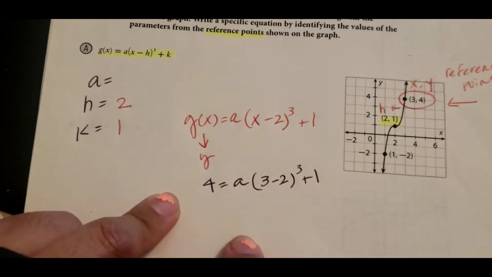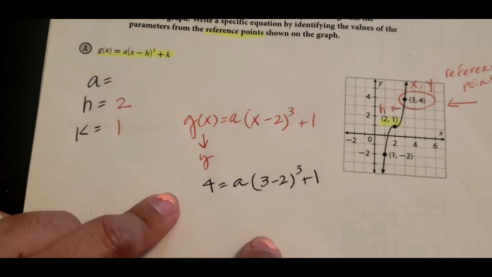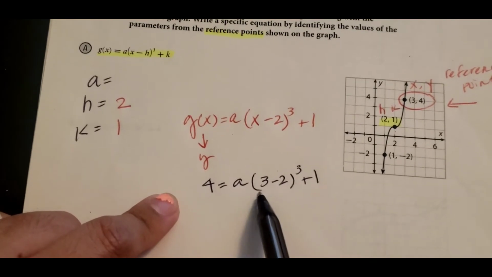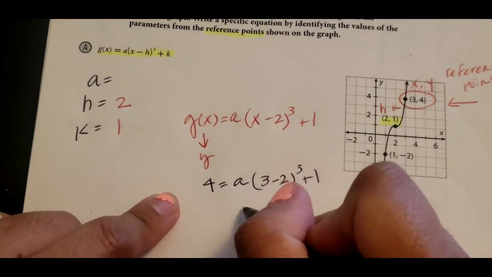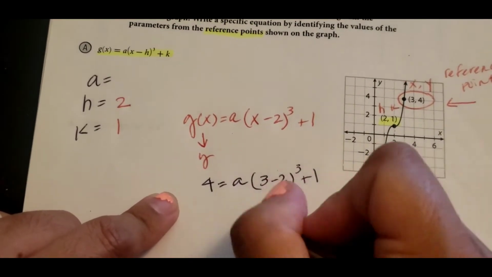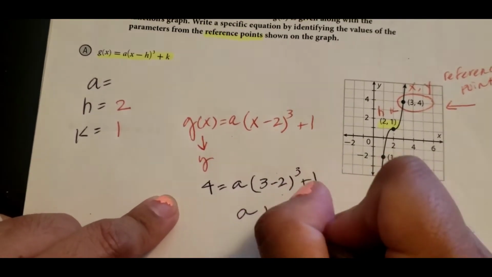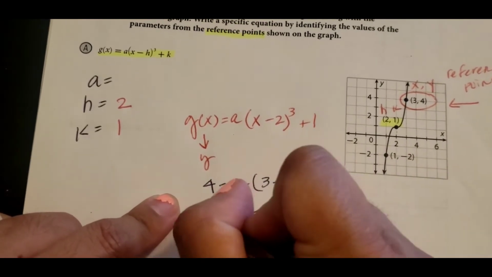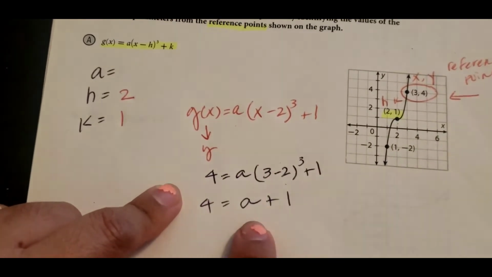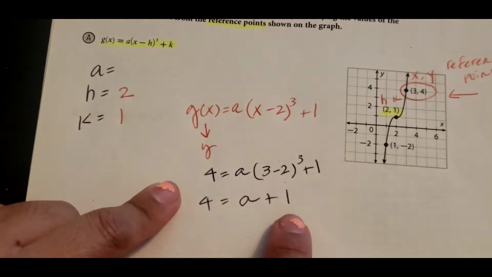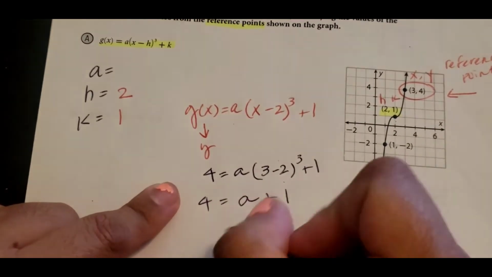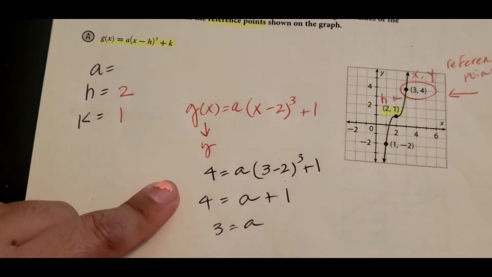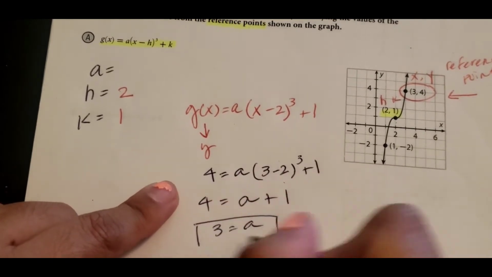You can totally do this without a calculator. You just follow order of operations. First we do what's inside the parentheses. So 3 minus 2, that's 1. 1 cubed is still 1. So this is A plus 1, and this equals 4. We're trying to solve for A, so I'm going to subtract 1 from both sides, and subtracting 1 gives me 3. So 3 equals A.